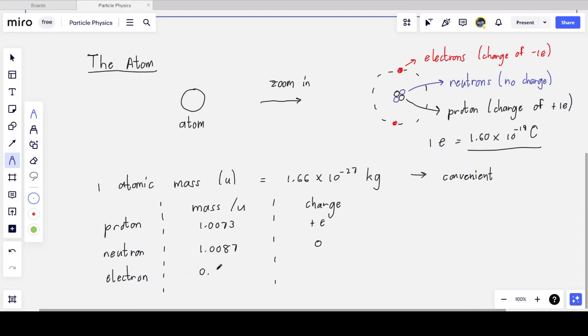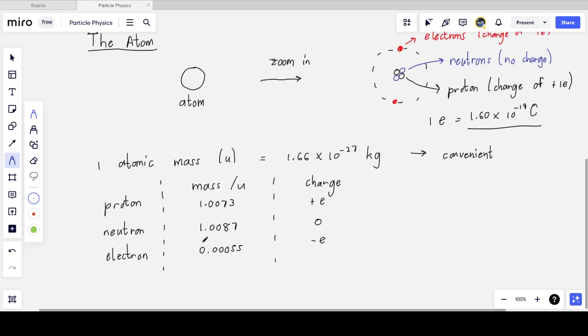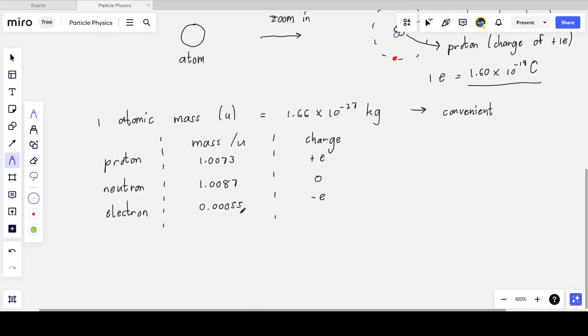And the electron is much tinier. It has a mass of 0.00055 atomic mass units and a charge of minus e. Remember that the electron and proton do not have the same masses. Do not get these confused. The mass of the electron in kg is on the order of 10 to the minus 31 kg, so it's much smaller than the proton and neutron.